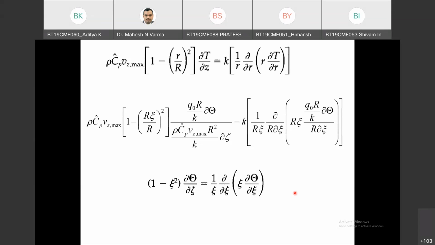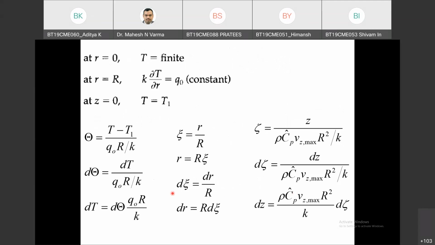Now we need to convert the boundary conditions also. This is the equation I have, and the boundary condition at r equals 0 changes. Instead of at r equals 0, I will say at epsilon equals 0, theta is finite. This will be the boundary condition.